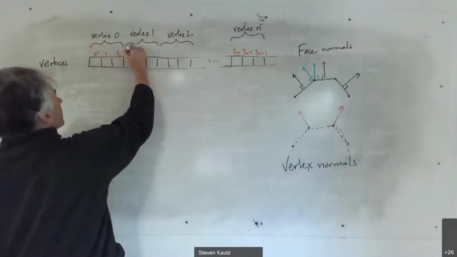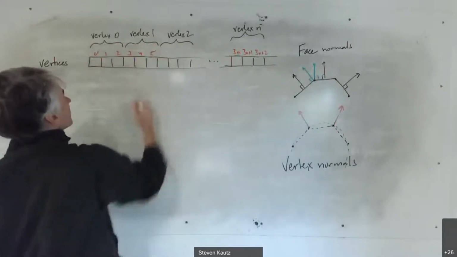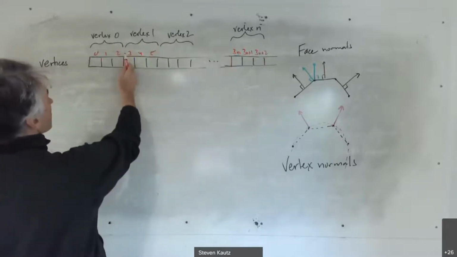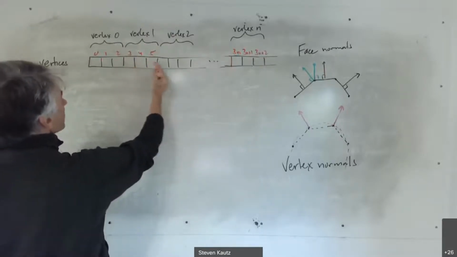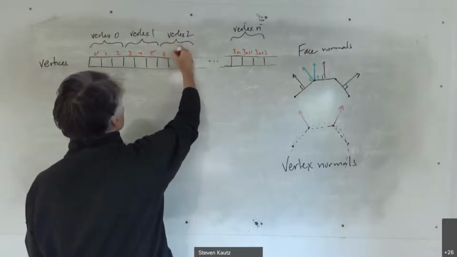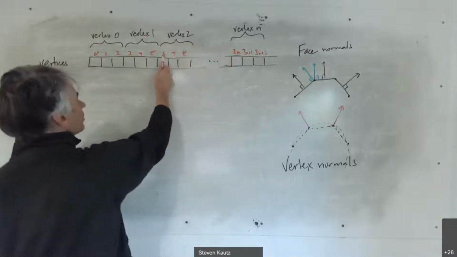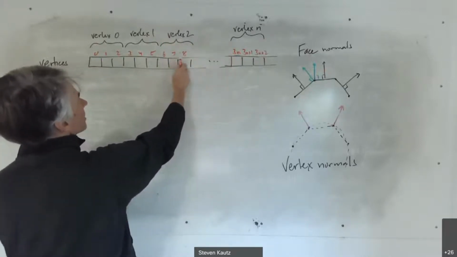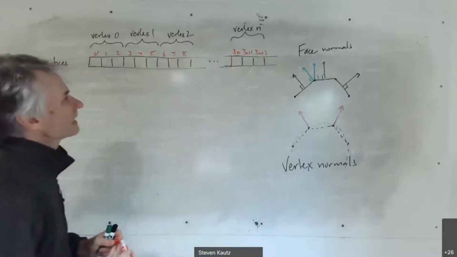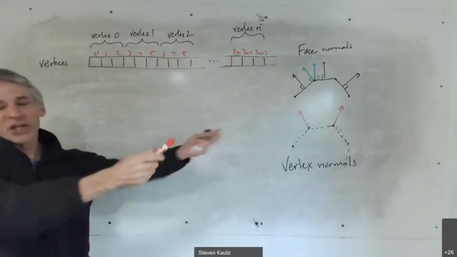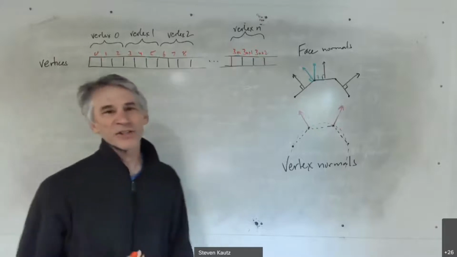2, 3, 4, 5. Right, so this is vertex 3 plus 1, vertex 3 plus 2. Then we have 6, 7, 8. Vertex 2 times 3, 2 times 3 plus 1, 2 times 3 plus 2, and so on. So this is what we're going to generate as the raw data that you're starting with.